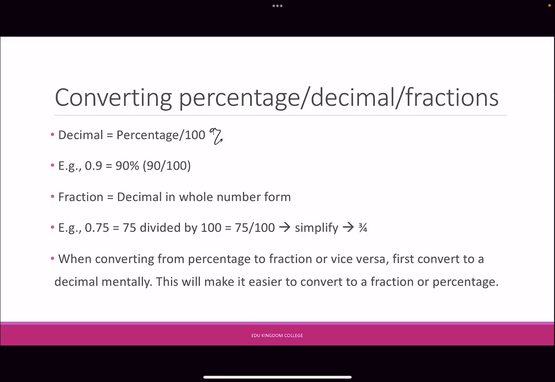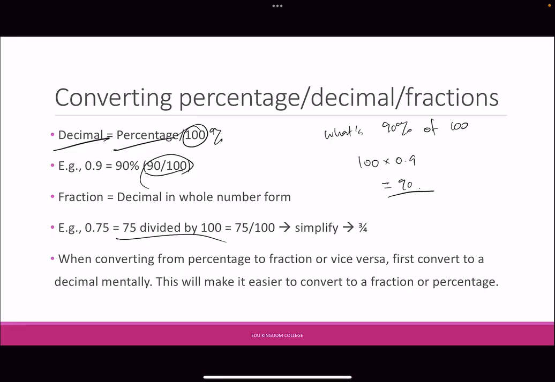Now, if I were to ask what's 90% of 100, it would be the same as doing 100 times 0.9. It would equal 90. Now a fraction equals a decimal in whole number form. It's the percentage on its way to decimal. When we make a percentage a decimal, we divide it by 100, but instead of completely dividing the number by 100, we leave it as one number divided by another number, and in that sense it becomes a fraction. So 75 divided by 100 is 75 over 100. We can simplify that, dividing through by 25, which gives us 3 over 4.